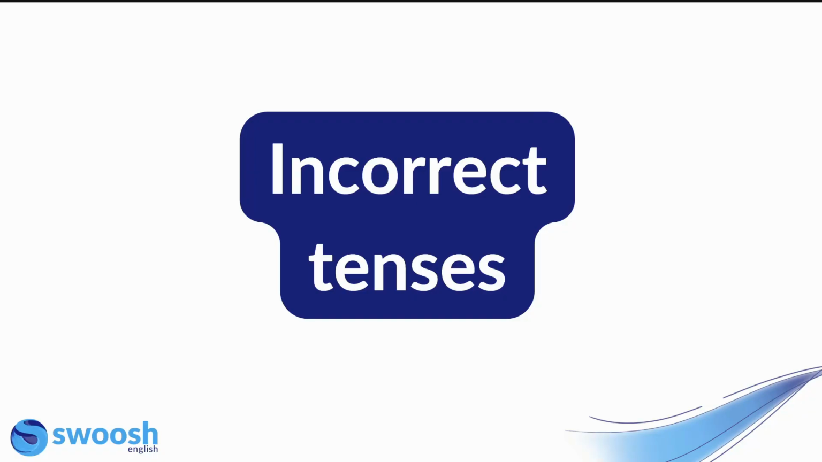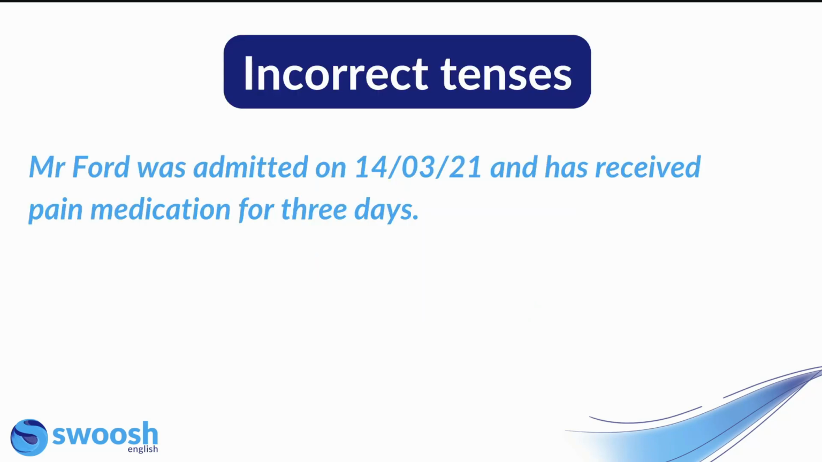Next, we have incorrect tenses, another really common problem in OET writing. Let's take a look at this example. Mr. Ford was admitted on the 14th of the 3rd, 21 and has received pain medication for 3 days. Now, you really need to be careful here because the use of that present perfect, has received, makes it sound like this was a recent event that started in the past and has continued up until now. So it makes it sound like this patient has just finished the 3-day course of pain medication.